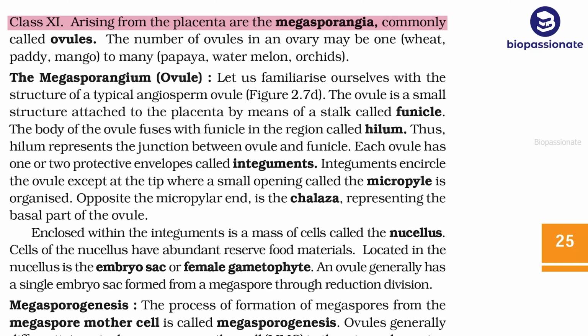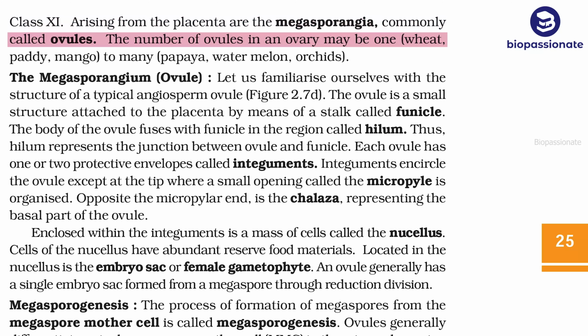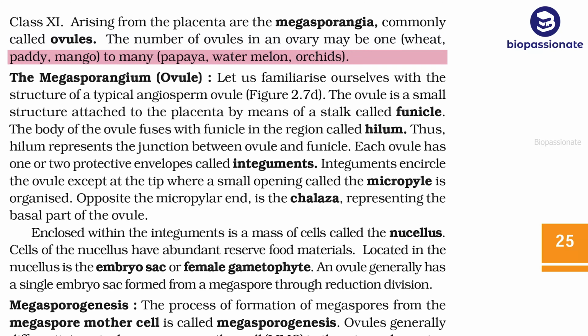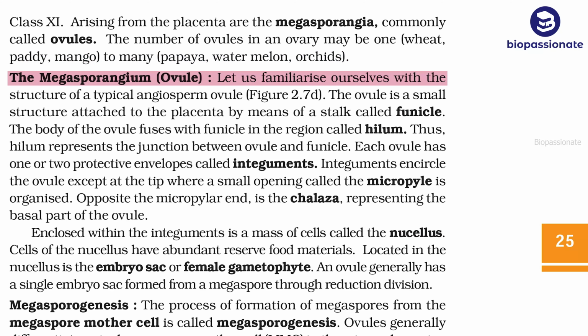Arising from the placenta are the megasporangia, commonly called ovules. The number of ovules in an ovary may be 1, wheat, paddy, mango, to many, papaya, watermelon, orchids. The megasporangium, ovule. Let us familiarize ourselves with the structure of a typical angiosperm ovule, figure 2.7d. The ovule is a small structure attached to the placenta by means of a stalk called funicle.